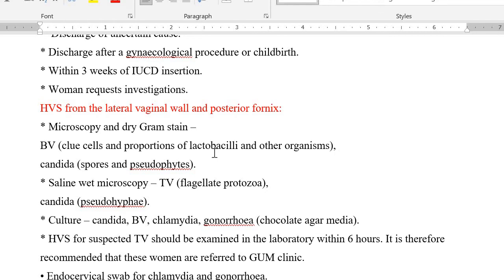So the specific topic is clue cells. Clue cells are pathognomonic of bacterial vaginosis. That's correct.